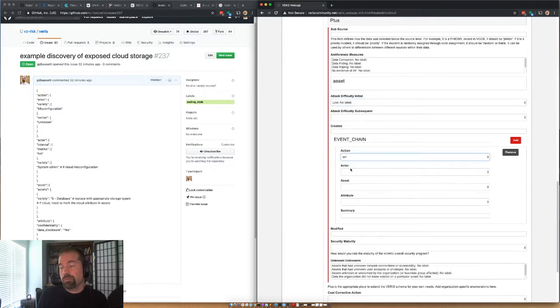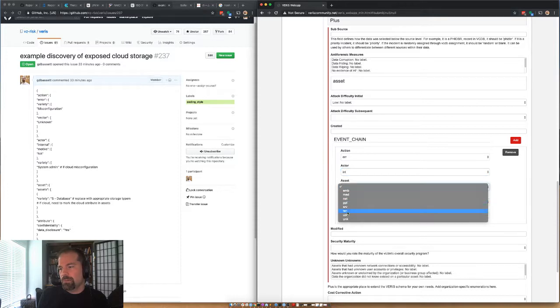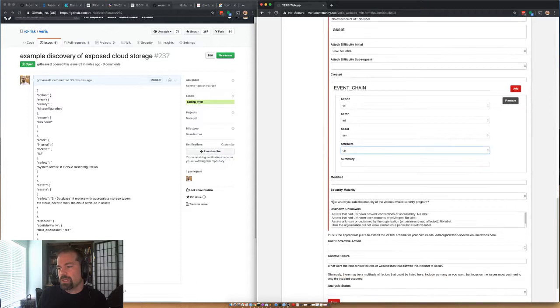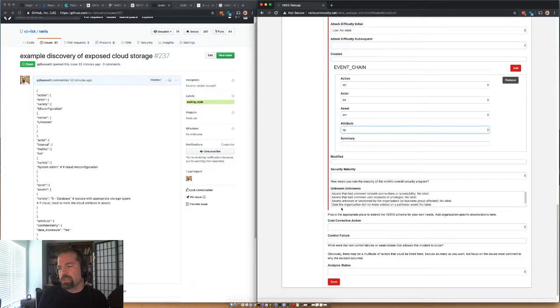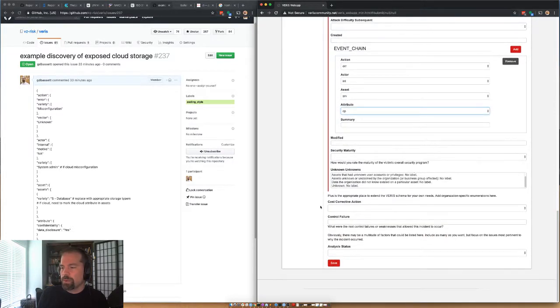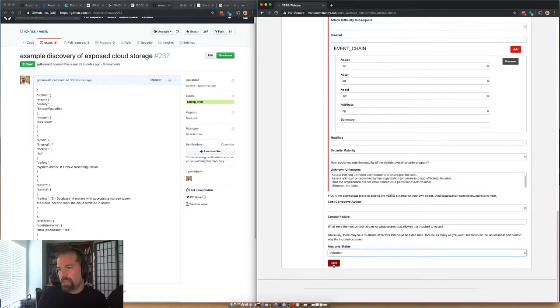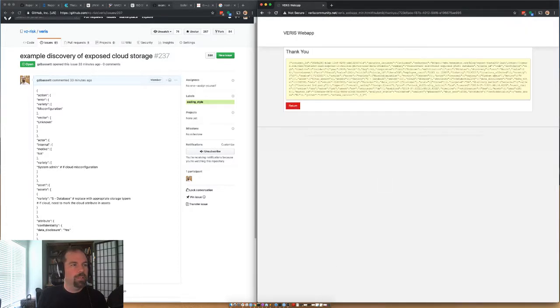So the action, and this was really a one-step breach. There's an error, an internal actor. The asset was a server, and confidentiality was exposed, and that was it. That was the whole sum of the breach. We don't know their security maturity or what corrective actions they've taken. So we'll mark this validated and save it.